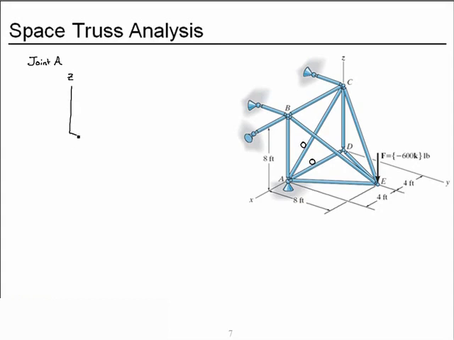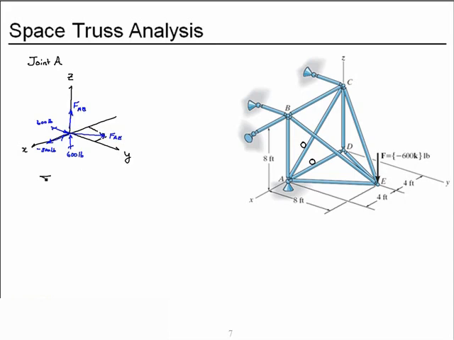Our z-axis, our y-axis, and our x-axis. We calculated our reactions at A to be 600 pounds in the positive y, a negative 300 pounds x, and 600 pounds z. We have our unknown force in member AB and our unknown force in member AE. And member AE is in the XY plane.